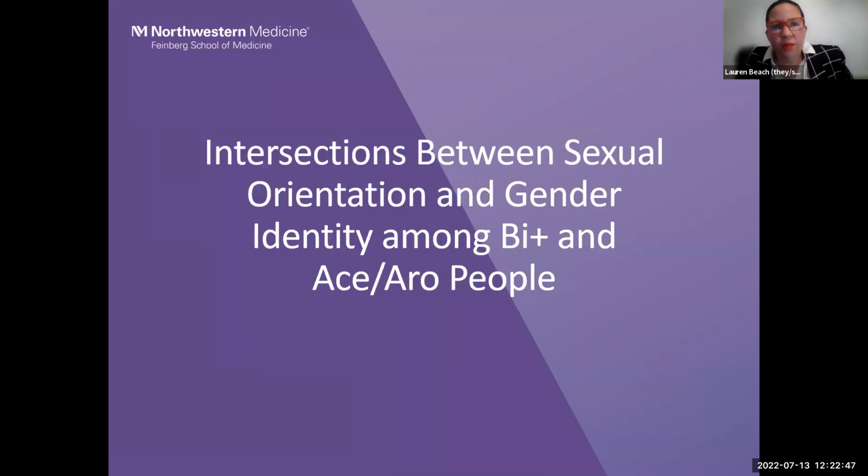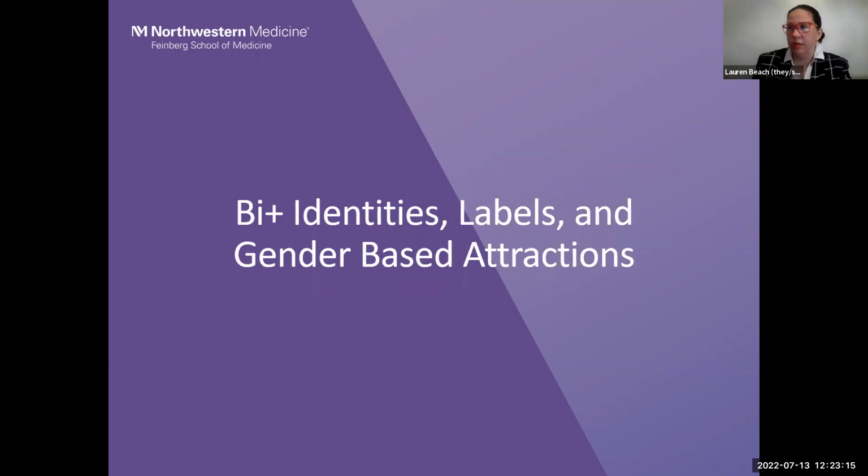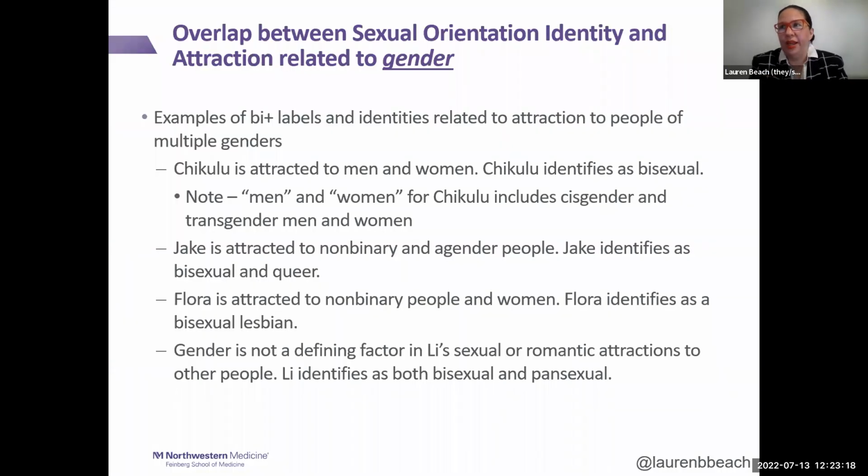Lastly, before I start jumping into the community resources, I wanted to just unpack more explicitly using examples of people either from real life narratives that you can even find in your first person readings, or just some examples that I constructed actually for a CDC training on bisexuality and asexuality that I gave a few months back, to show how the intersections of sexual orientation and gender identity can look within bi and ace people. So here I have some examples of overlaps between sexual orientation, identity, and attraction related to gender.